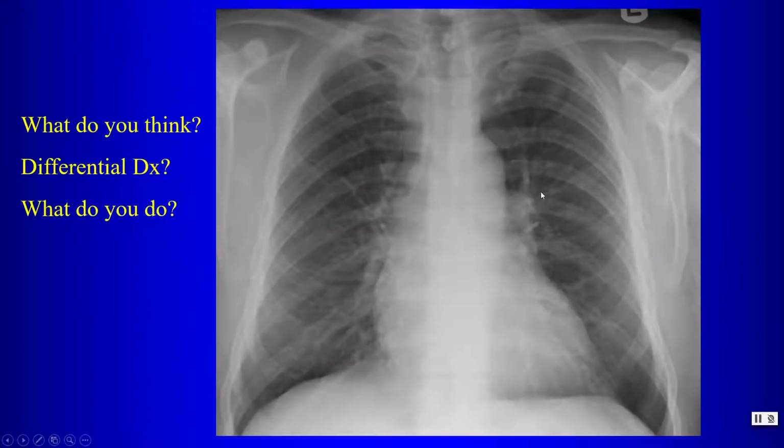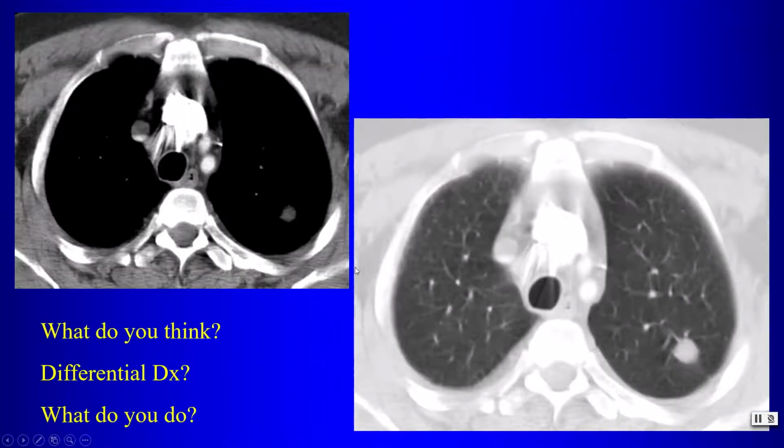Now, what about a case where we have an actual lung nodule? First, what is the differential diagnosis for a lung nodule? And secondly, what do we do about it? How do we go about working it up? Well, this patient had a CT scan, and we can see that this is a non-calcified nodule here. So what else can we do to work up this nodule?